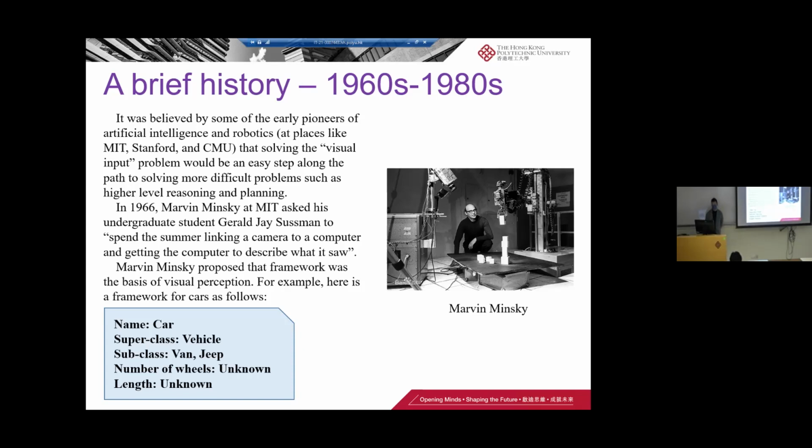For example, this is a very well-known one. Professor Marvin at MIT assigned undergraduate students to spend their summer building an application using a computer with a camera to describe what it saw. It's very similar to the image recognition tasks, and it was just a task for a couple of weeks. So Professor Marvin thought it was an easy task. However, nowadays we know it's not easy. You see here what they described is a name, the superclass, the subclass, the number of wheels, length, or something like that. This gave a very basic framework for recognition.